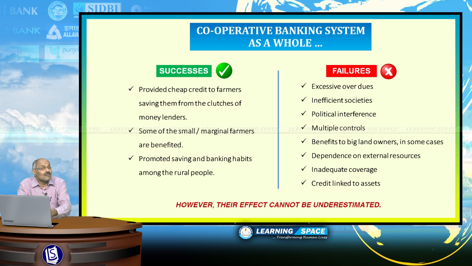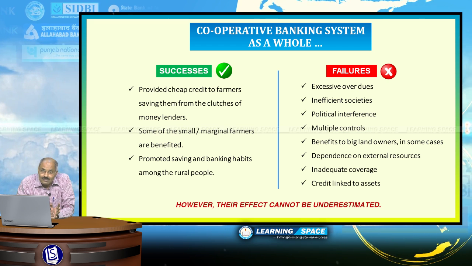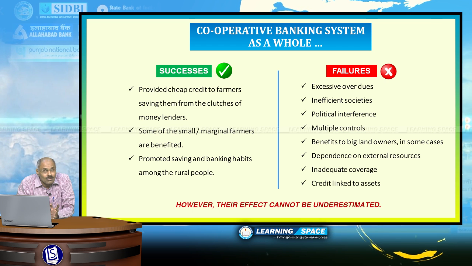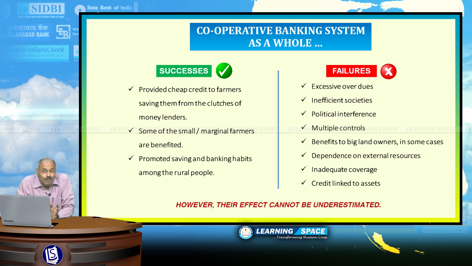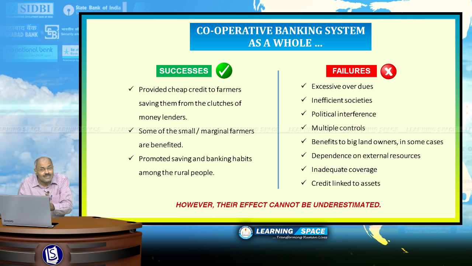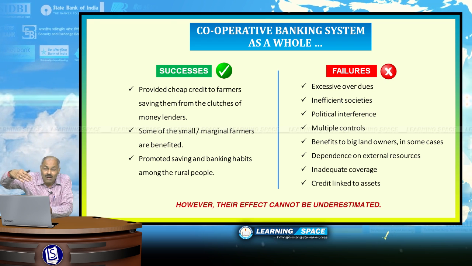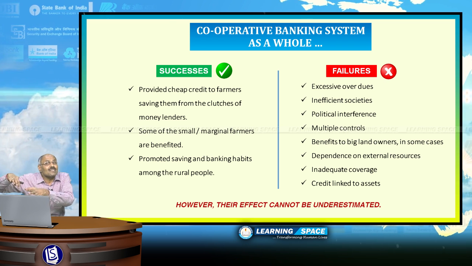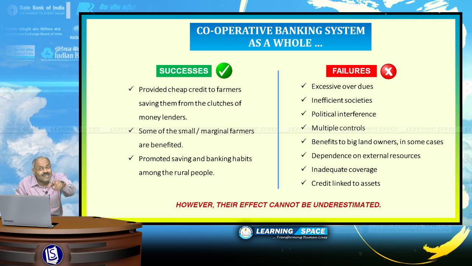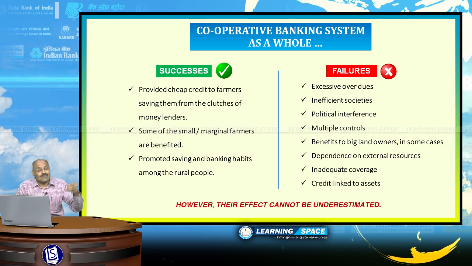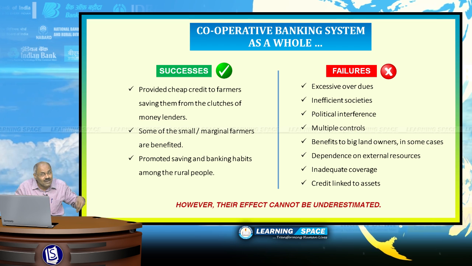But if you look at failures, there are excessive overdues in villages. People take loans, but deliberately some people do not pay back, and there is some political angle to it, because PACS are normally controlled by persons having political connections in several states. That is the biggest drawback of PACS: inefficient societies, political interference, multiple controls.